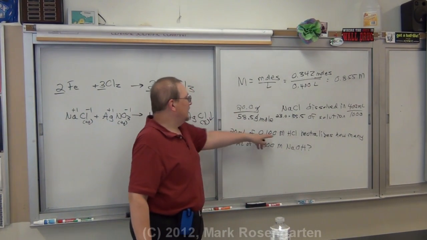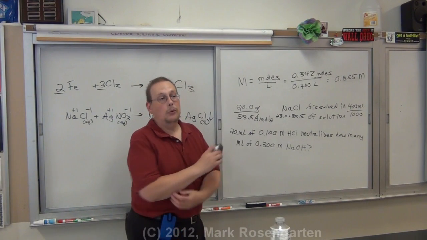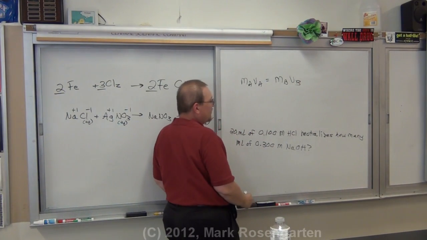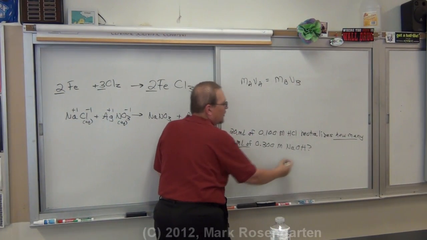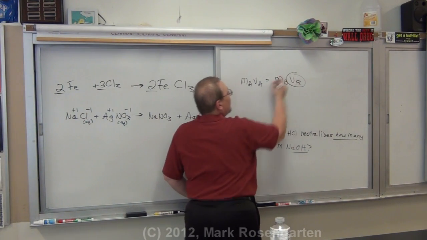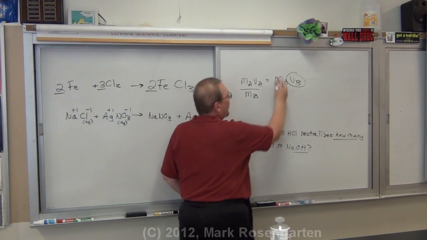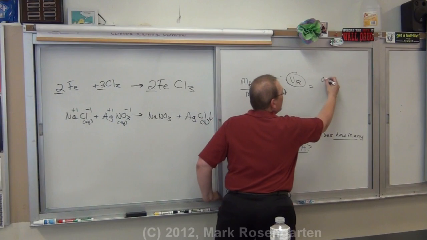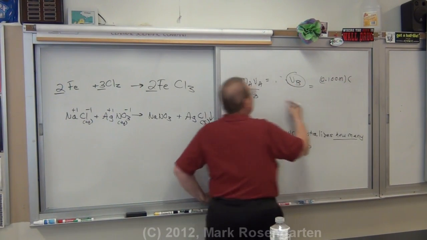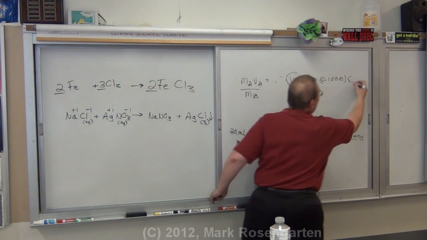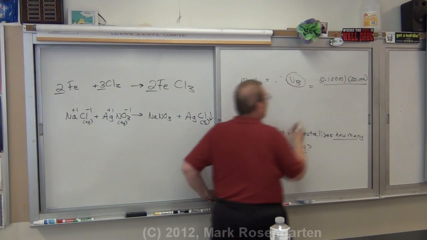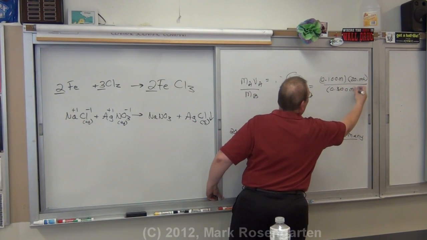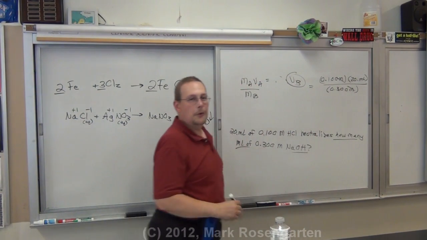Now, because we've got an acid and a base, we use MAVA equals MBVB. MAVA equals MBVB. We're trying to solve for how many milliliters of the base. Divide both sides by molarity of base and plug it in. Molarity of acid, 0.100 molar. Volume of the acid, 20.0 milliliters, over the molarity of the base, 0.300. Molarity cancels and you just solve it through.